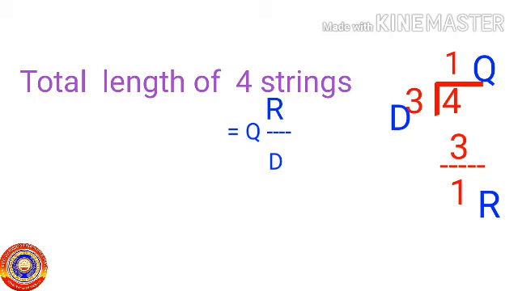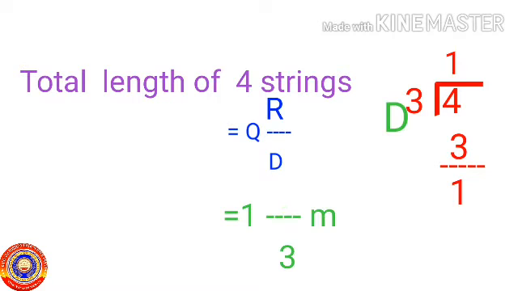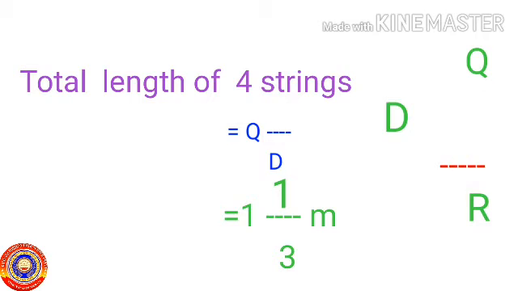When we divide 4 by 3, we get 1 as quotient and 1 as remainder. In mixed fraction, we can write it in Q and R by D form. So we can write it as 1 and 1 by 3. That is, the total length of 4 strings equals 1 and 1 by 3 meter.